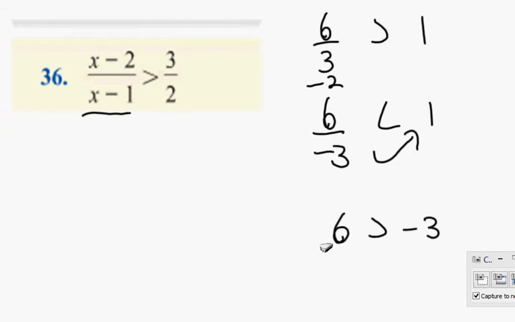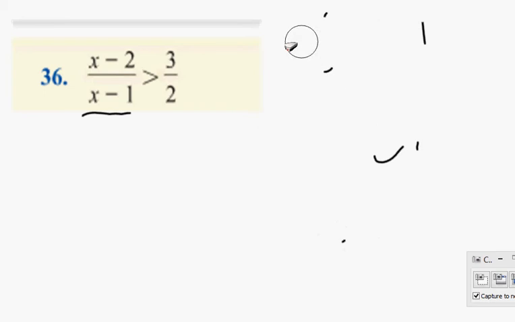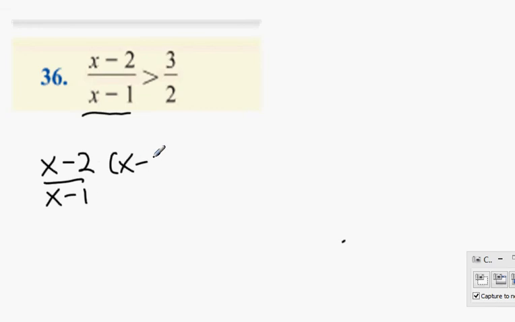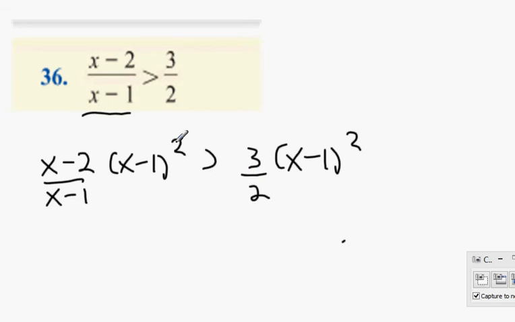Now to eliminate this problem, what I always do, when I see a fraction with an x or a variable on the bottom, what I mean by a variable is any letter that can change its value. When I see a question like this, I'll always go to the denominator, and whatever that denominator is, I'll square it and multiply both sides by it. Always. Now what this does is, because I'm multiplying both sides by a square, squares are guaranteed to be a positive number.